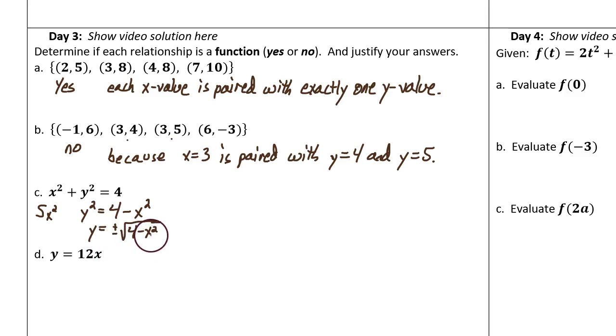For instance, when x is 0, we would have 4 minus 0, which is 4. The square root of 4 is 2, but then the positive and negative sign means there are two answers, positive 2 or negative 2. When x is 0, y is positive 2 or it's negative 2. Two different y values go with that x value. So our answer was no, it's not a function. And the reason is because there are two y values for each x value.